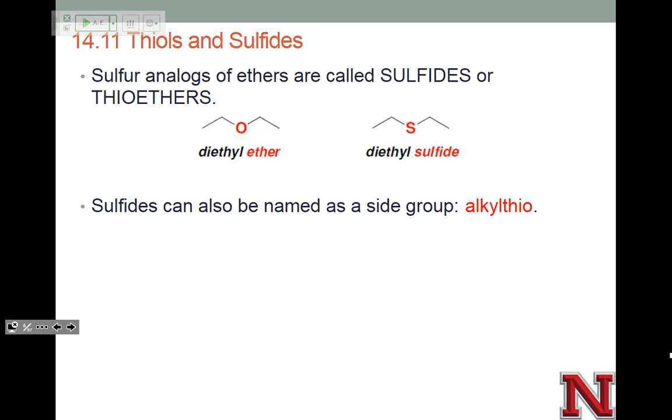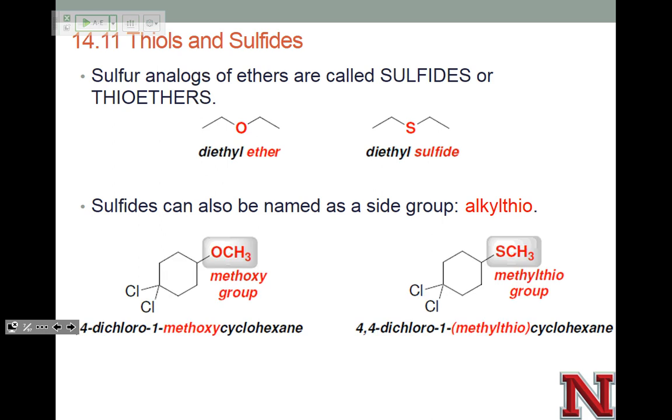If it's a side group instead of an alkoxy group like we have with the ethers, like propoxy or alkoxy, this would be an alkylthio. So that's how we would name it as a side group. You do need to know these namings. I won't be able to actually test all the different namings, but you do need to know them. So here we have a methyl group, so this is a methoxy group if it was an ether. If it's a thiol, it's a methylthio group.